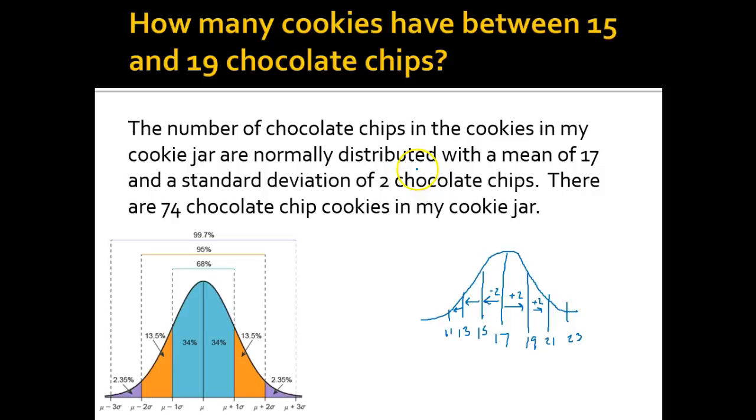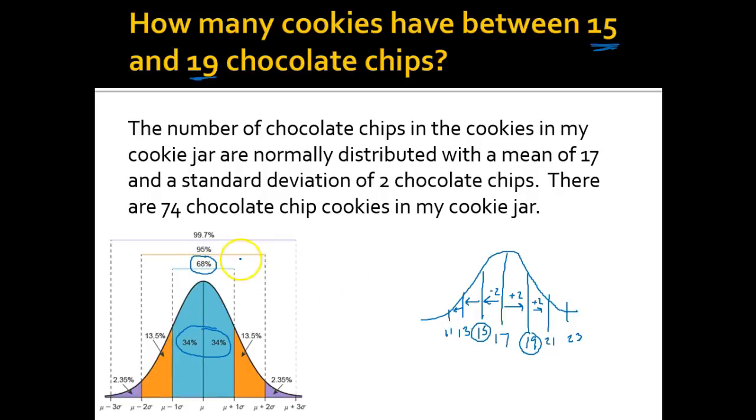And the question is, how many cookies are between 15 and 19 chocolate chips? It's right at the top there. And lo and behold, we have the number 15 already on my chart, and 19, that's 1 standard deviation below and 1 standard deviation above. And so according to this picture in our notes, 34% are between the mean and 1 standard deviation below, and 34% are between the mean and 1 standard deviation above, for a total of 68% of all the cookies.